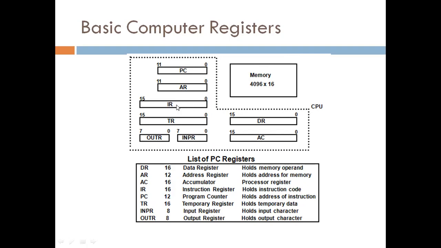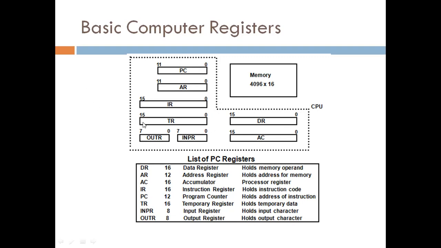Now 4 registers are 16 bit: IR, TR, DR and AC. IR, that means instruction register, is used to hold the instruction code. TR, temporary register, is used to hold the temporary data. DR, data register, holds the memory operands. And AC, accumulator, is a processor register. Whatever process is currently executing, it is going to execute in the accumulator.